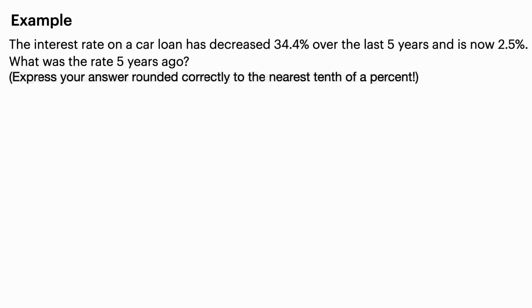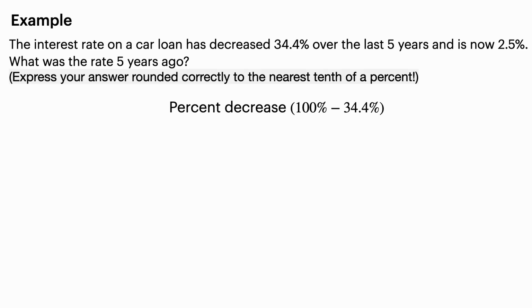Next up, the interest rate on a car loan has decreased 34.4% over the last 5 years, and now it is 2.5%. What was the rate 5 years ago? Okay, these questions can be confusing because we don't have a value. We just have percentages, right? We have a percentage decrease. We have what the percentage is now. We're looking for what the percentage was before. But it's very similar to the bus problem that we just did. So pause this video, see if you can't solve it yourself. Come back, we'll solve it together.